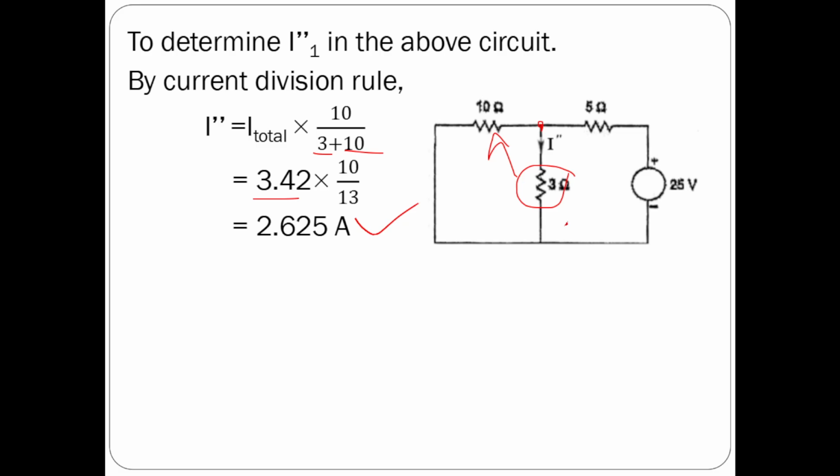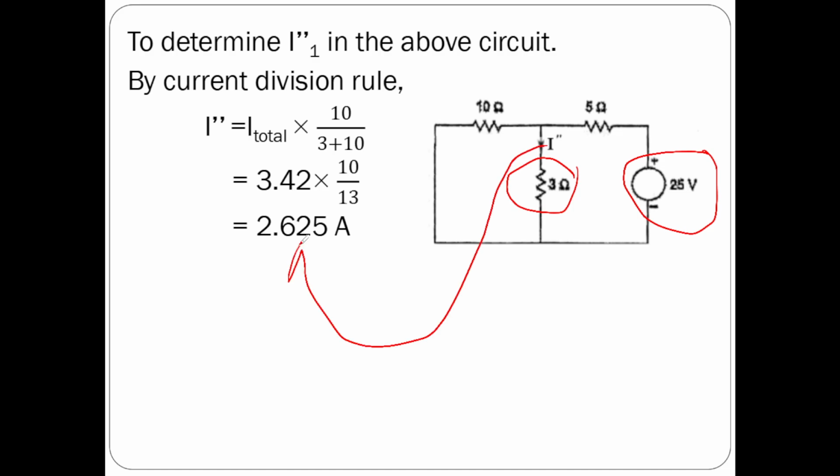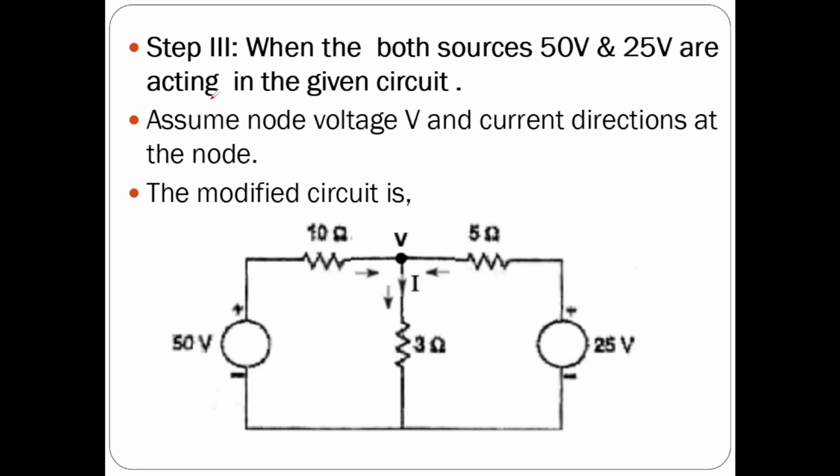So current in 3 ohms resistor, when only 25 volts voltage source is there, current value is how much? 2.625 amperes. Now let us go to the next step.